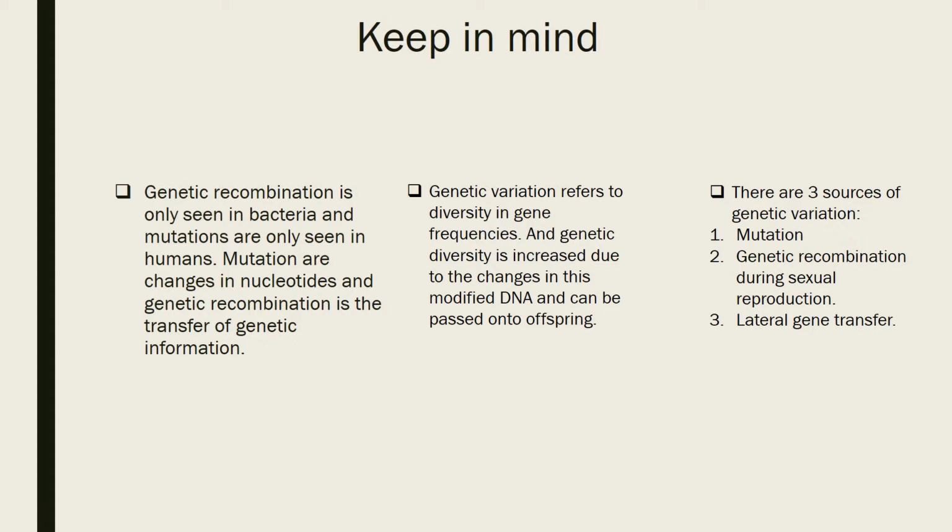Another note that will help you is to know that genetic variation refers to diversity in gene frequencies, and genetic diversity is increased due to the changes in this modified DNA and can be passed on to offspring. Last but not least, we have our last note. It is to know that there are three sources of genetic variation. Number 1, mutation. Number 2, genetic recombination during sexual reproduction. And number 3, lateral gene transfer.